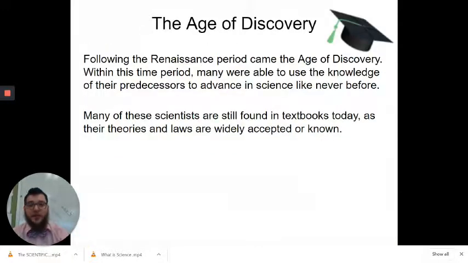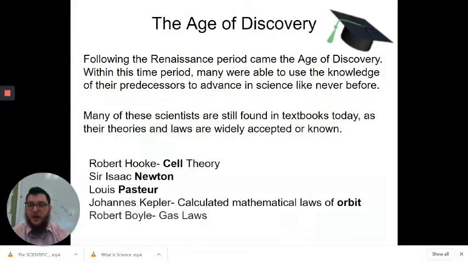All right. So that's been where we're at. These are some famous scientists right here. All right. Sir Robert Hooke came up with the cell theory. Sir Isaac Newton, gravity. Louis Pasteur came up with pasteurization, all right, which you might know in milk, but it basically allowed us to make our first antibiotics. Johannes Kepler calculated the mathematical laws of orbits, and Robert Boyle came up with the laws of gases. It's crazy. All right, people are incredibly smart.